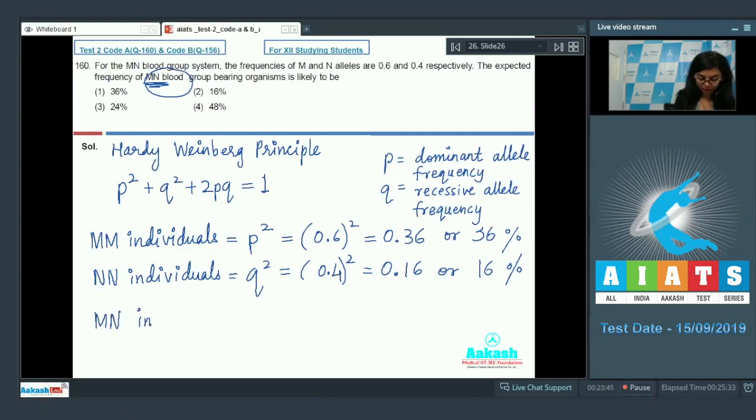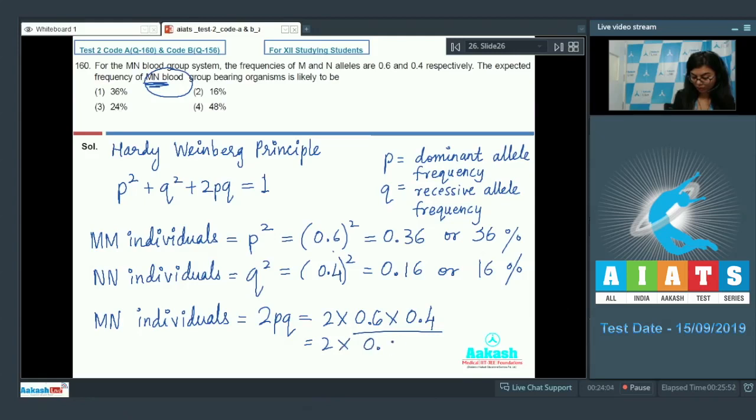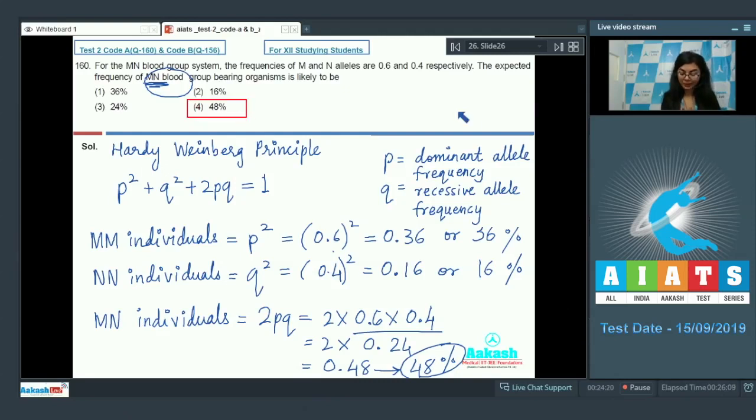The MN individuals, their frequency can be calculated by 2pq, which gives us 2 into 0.6 into 0.4, which would be 2 into 0.24, or 0.48, which is equal to 48%. So this is our answer, 48%. The correct option would be option number 4 here. The answer is 4.